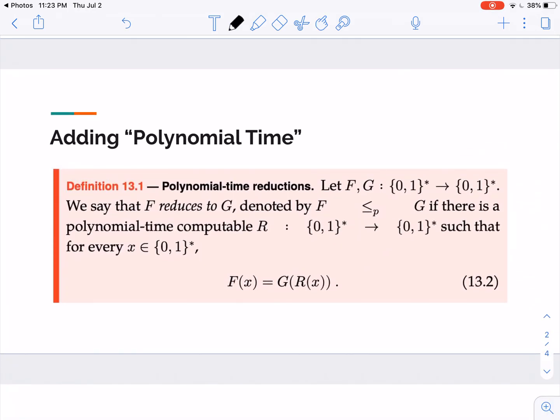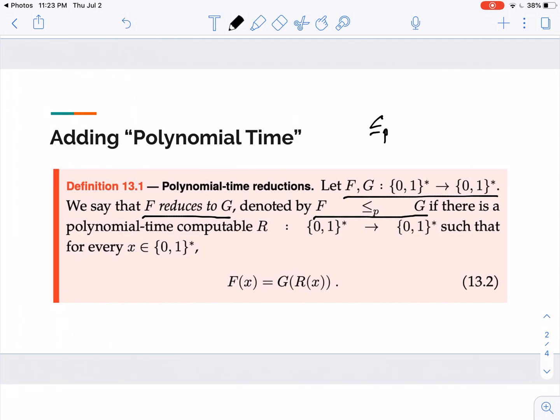Great. So now, we're going to add in polynomial time to our reductions. So let's say f and g are two functions, right? They can be any function we want. So we'll say f reduces to g, denoted by f less than or equal to g, with a little p. And the reason we use this less than or equal to is because, if f reduces to g, if we have g, then we can compute f. Well, then that means f is weakly easier than g.